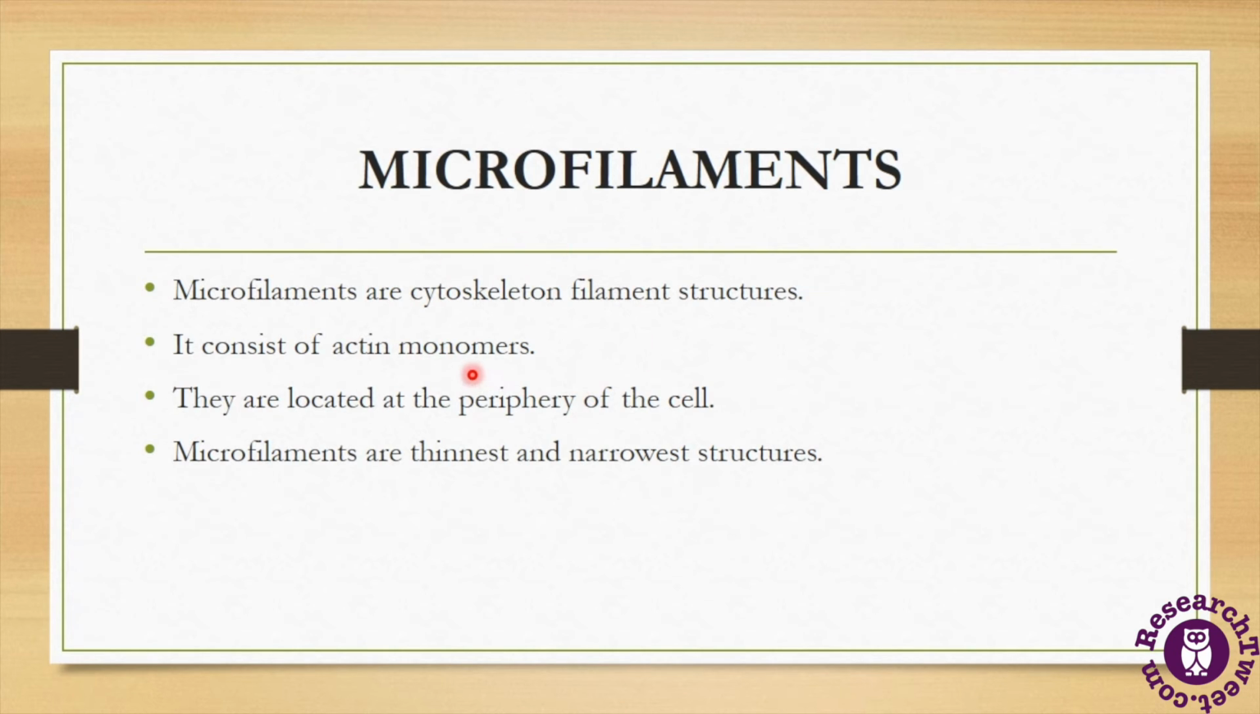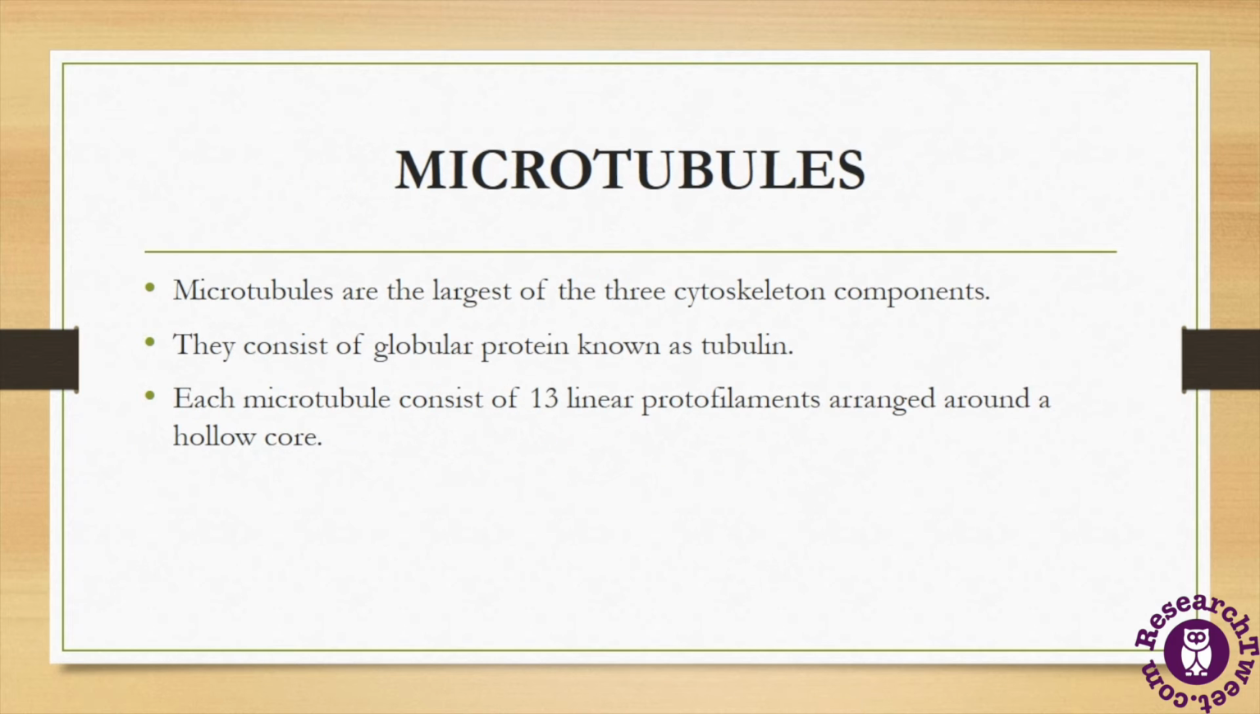These microfilaments are located in the periphery of the cell, which means that they are located in the periphery of the plasma membrane of the cell, and they are considered the thinnest and narrowest structures. Now another component of the cytoskeleton is microtubules.